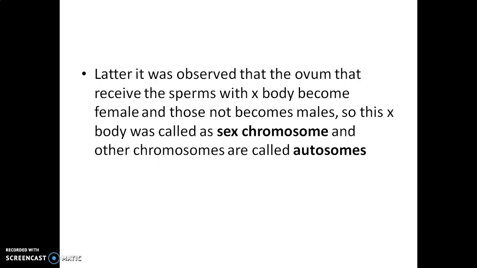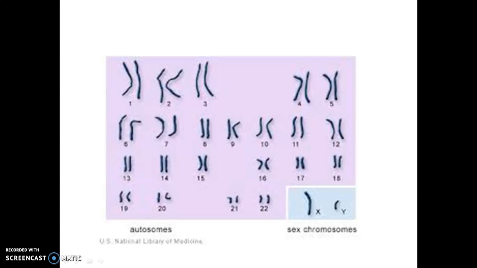But later, you know what happened? It was observed that the ovum that received the sperm with the X body became female, and those that did not became male. So this X body was called the sex chromosome, and the other chromosomes are called autosomes.